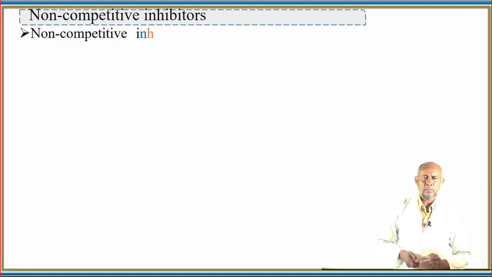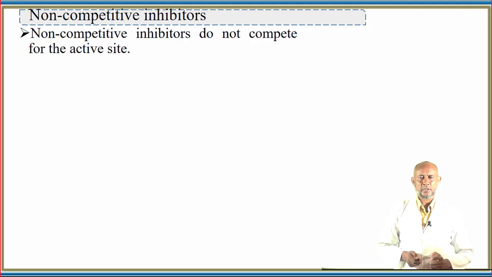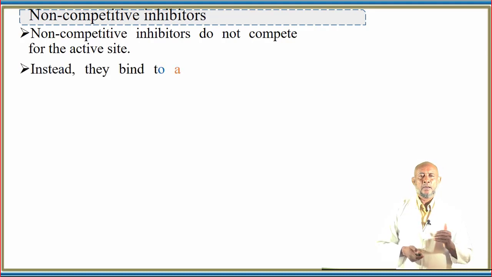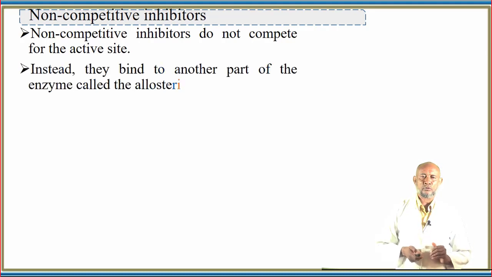The second form of inhibitors are said to be non-competitive inhibitors. The non-competitive inhibitors do not compete for the active site. Instead, they bind to another part of the enzyme called the allosteric site. The allosteric site is the site which is different from the active site, okay?